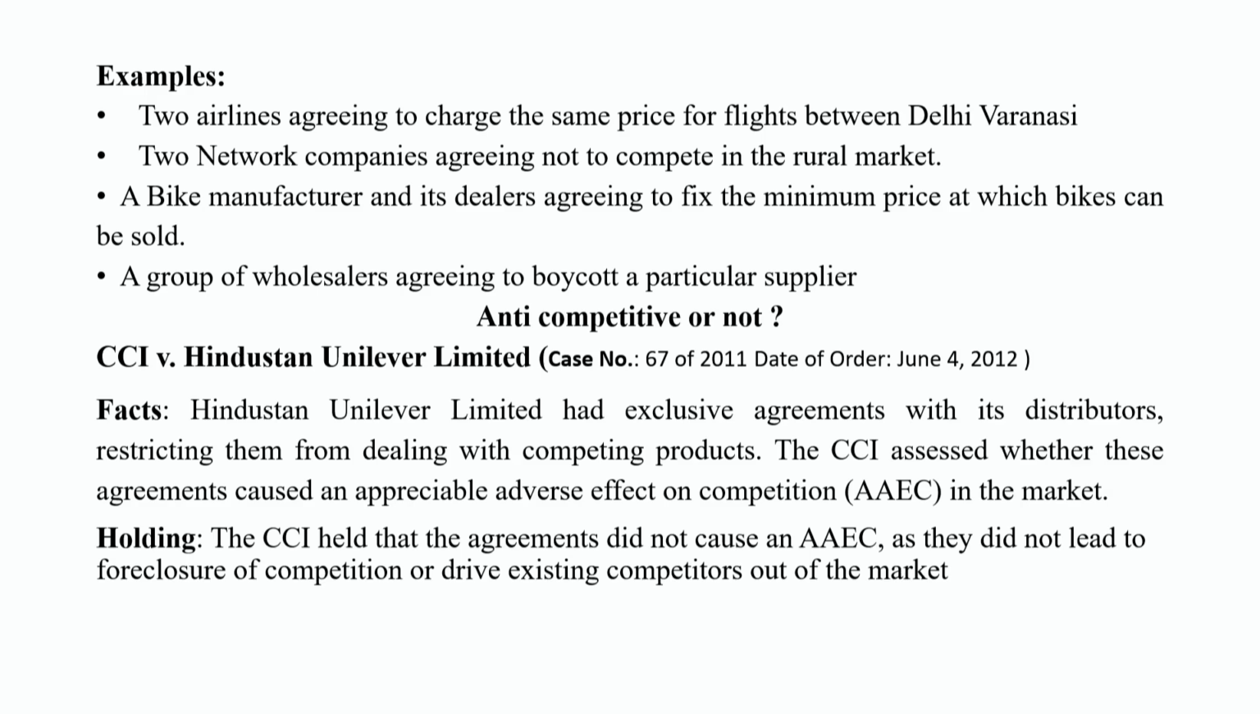Again, a bike manufacturer and its dealers agreeing to fix the minimum price at which bikes can be sold. This is nothing but fixation of price, which comes within the meaning of an anti-competitive agreement. And one more example: suppose a group of wholesalers agree to boycott a particular supplier. What is this? This is conduct which may come within the meaning of anti-competitive activities.